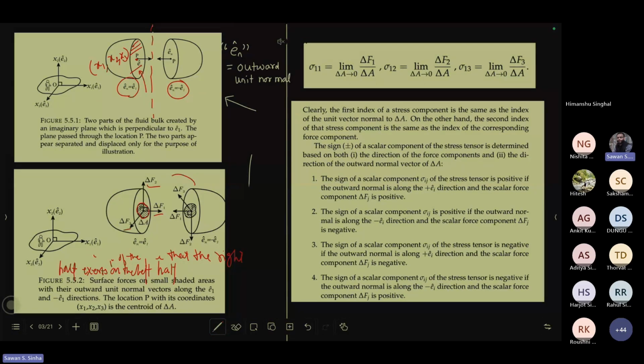Now, according to Newton's third law, if you go to the right part and then ask the question, the force that the left part must be exerting on the right part through that small patch of area centered at P, that will be equal and opposite. So if delta F1 is acting like this on this side, delta F1 will be opposite, and delta F2 is also opposite compared to this direction, and delta F3 is opposite to this direction.